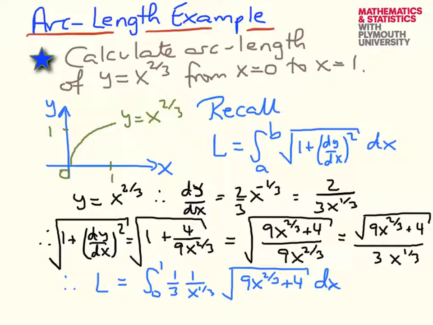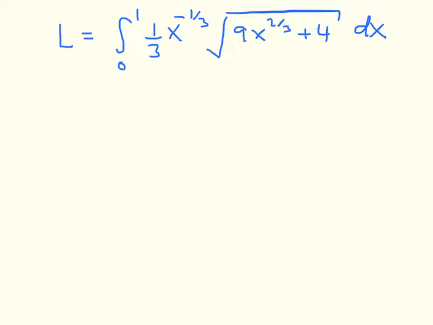So on the next slide, what I'm going to do is to rewrite this formula and then try to see how we can integrate it. So all that I've done is to rewrite the formula for the arc length, putting in our limits, x is 0 to x is 1, and replacing the square root of 1 plus dy dx squared by our result for this particular example.